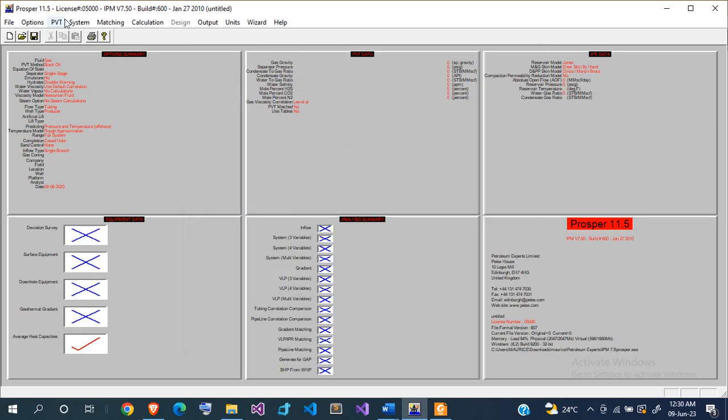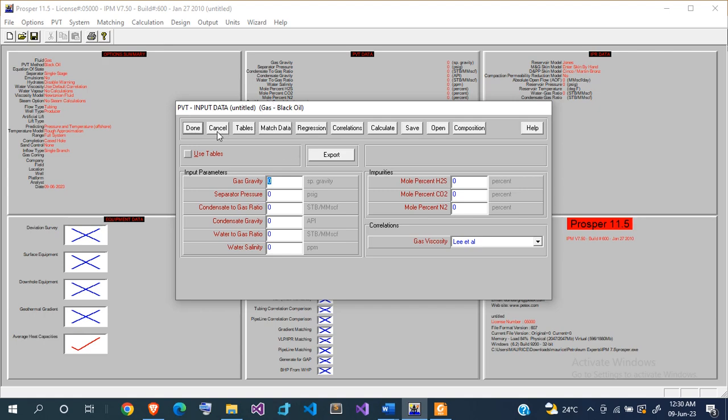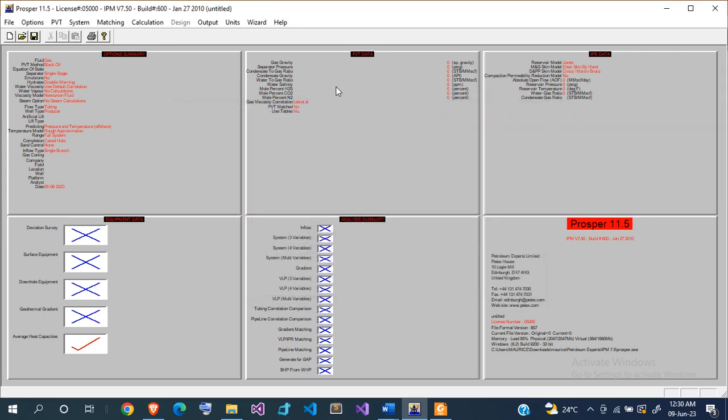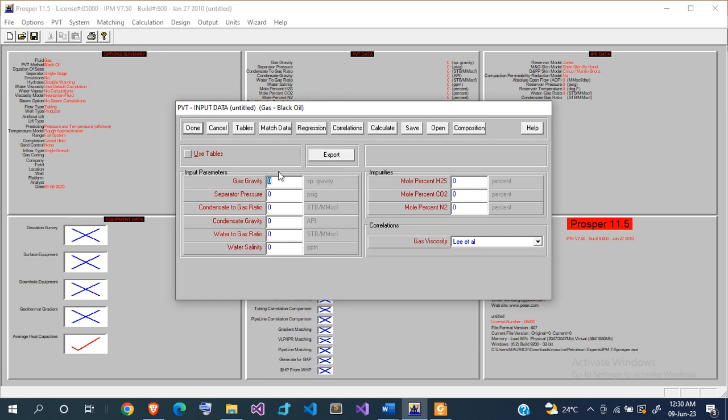And now if you look at my screen, we have more options in the menu now. We have PVT. Now, if you click on this PVT and input data, the screen that comes up can also be called by double clicking on this. So that's the same screen. So we'll supply the data for this one.